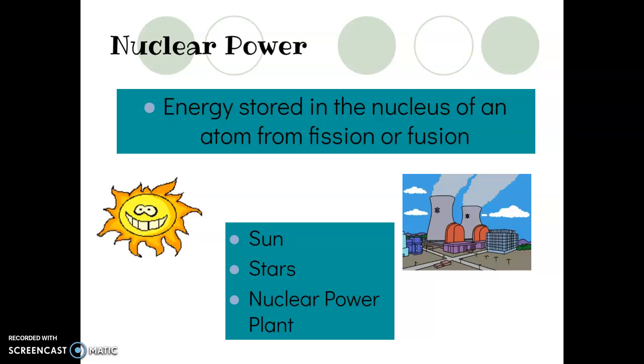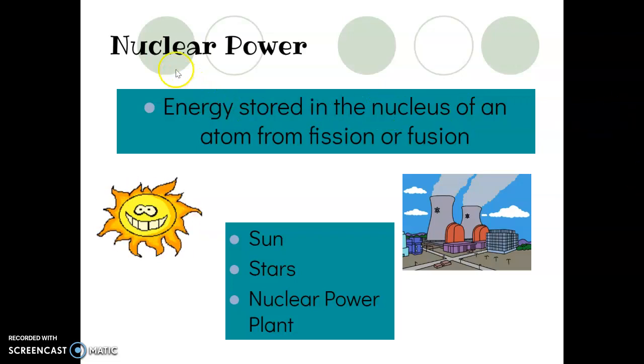Fusion is a natural process. Fusion is what happens in stars and our sun. It's when two lightweight elements come together to form a heavier element, and then the radiation that's kicked off comes to the earth, which then gives us our radiation for photosynthesis.